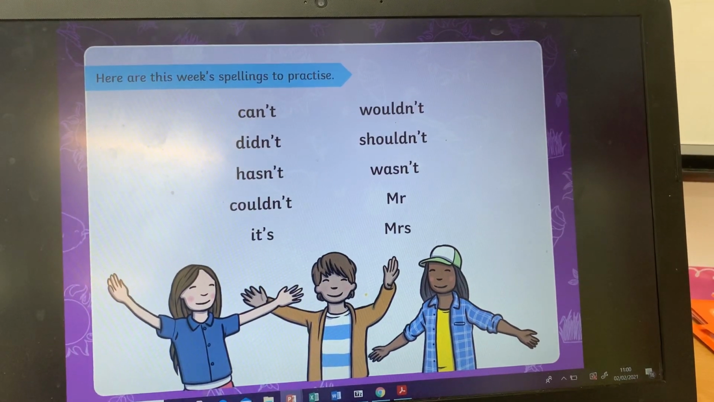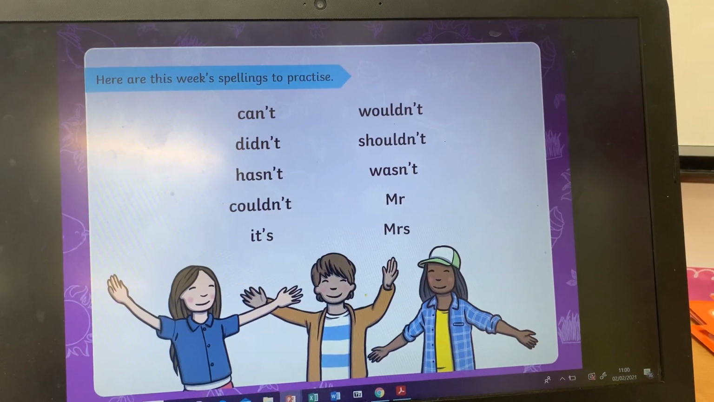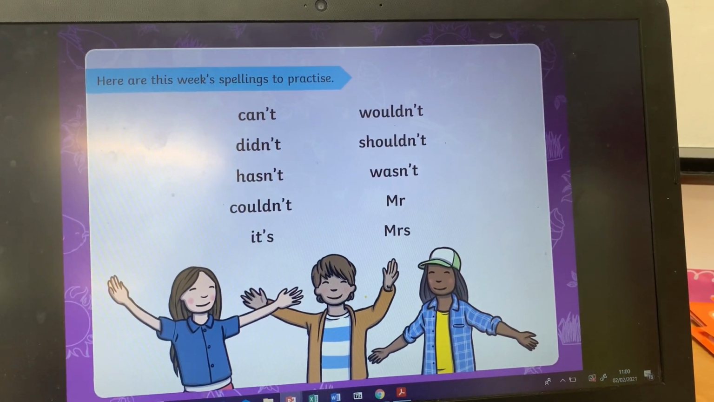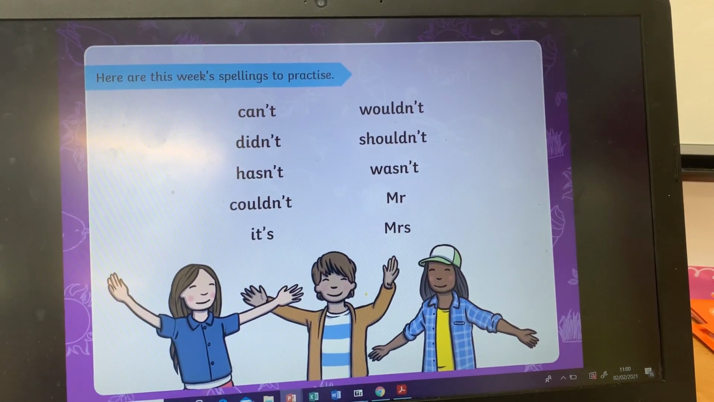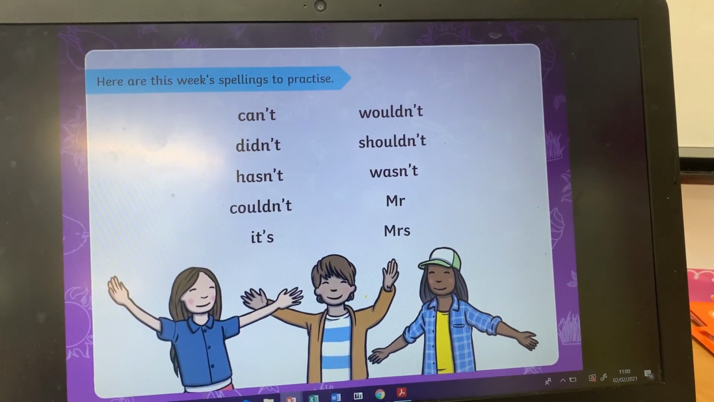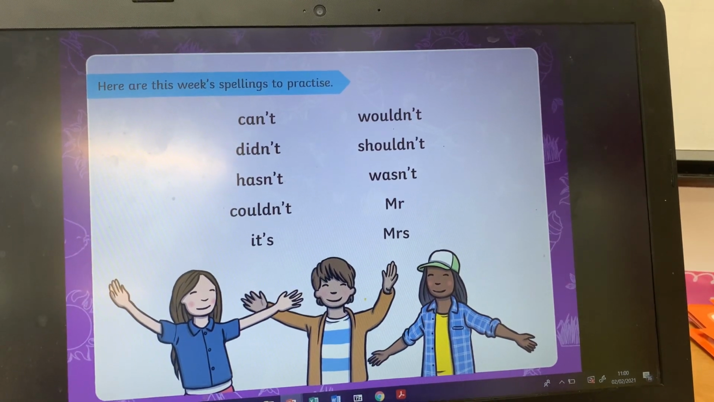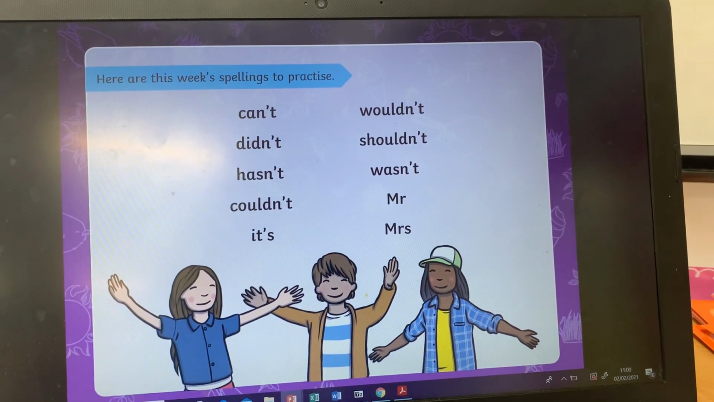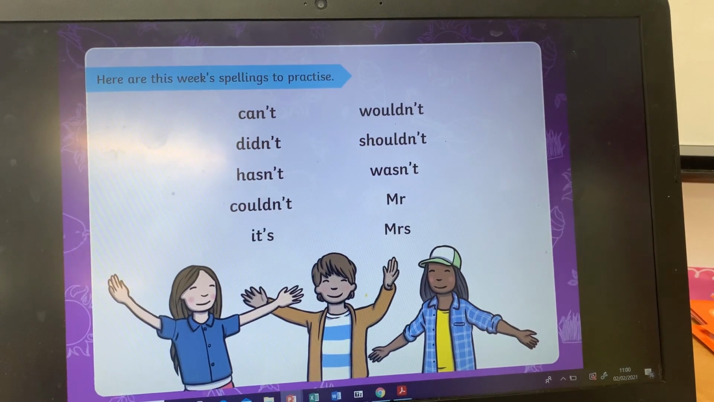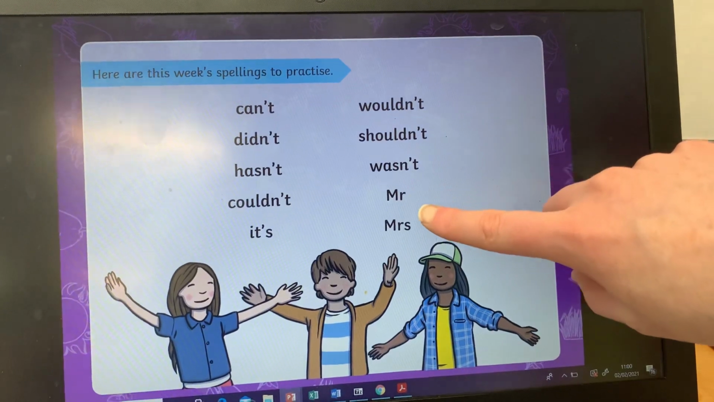So some of the spellings that you can practice from today's lesson. The words can't, didn't, hasn't, couldn't, it's, wouldn't, shouldn't, wasn't. And I've even added in some of those year 2 common exception words, Mr. and Mrs. titles for us to practice. Because a lot of the time we spell those as we phonetically think they are. But this is how you spell them correctly.